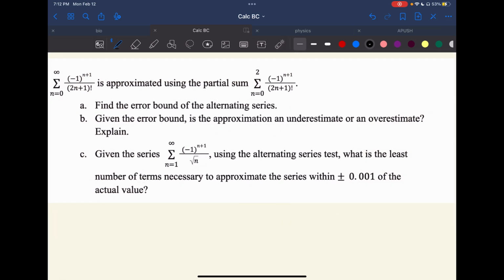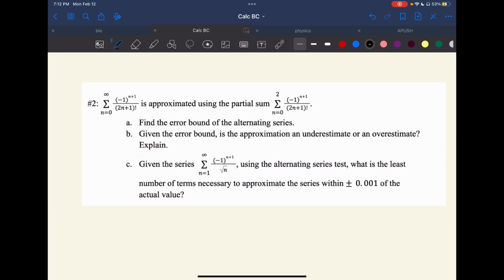Okay, so in this question, we're given this sum, and then we're given that partial sum to 2, starting at 0, of negative 1 to the n plus 1 all over 2n plus 1 factorial.